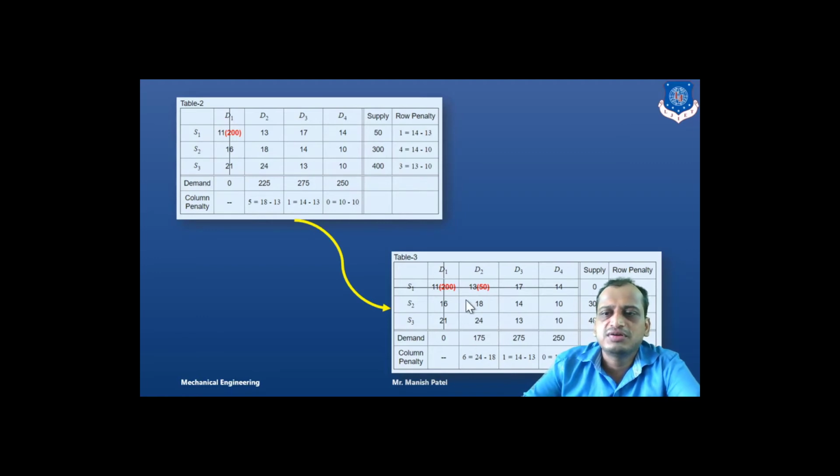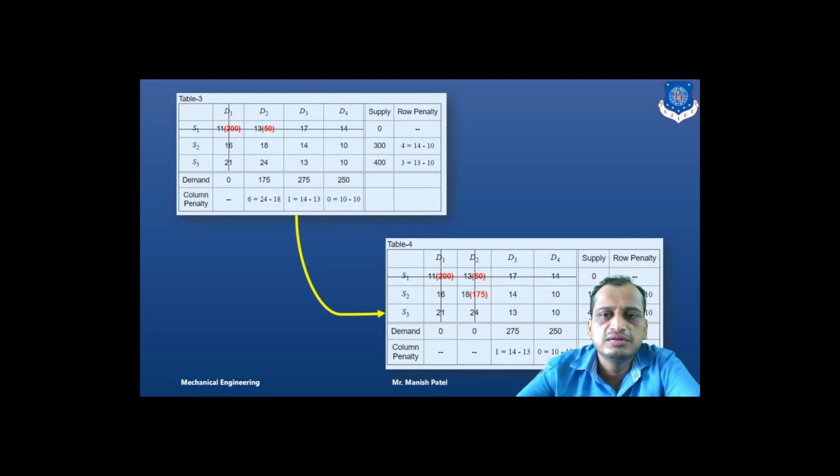This matrix is left. Now again, let's start with the row penalties and column penalties. 14 minus 10 is 4. 13 minus 10 is 3. In the column, 24 minus 18 is 6. 14 minus 13 is 1. 10 minus 10 is 0. If you look here, what is the maximum penalty? 6. So we will go with this column. The minimum cost here is 18, so we will try to allocate there only.